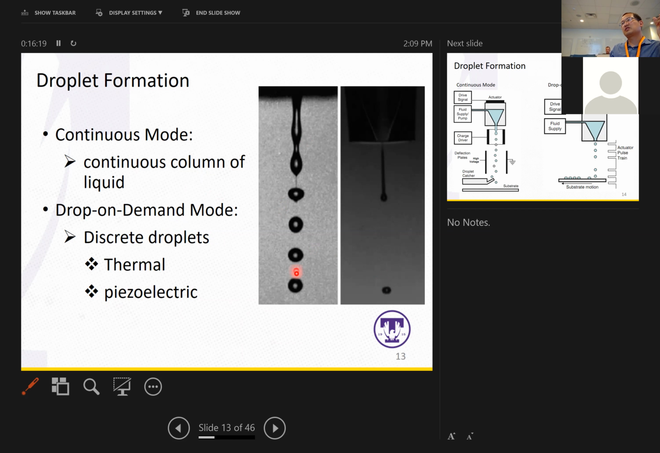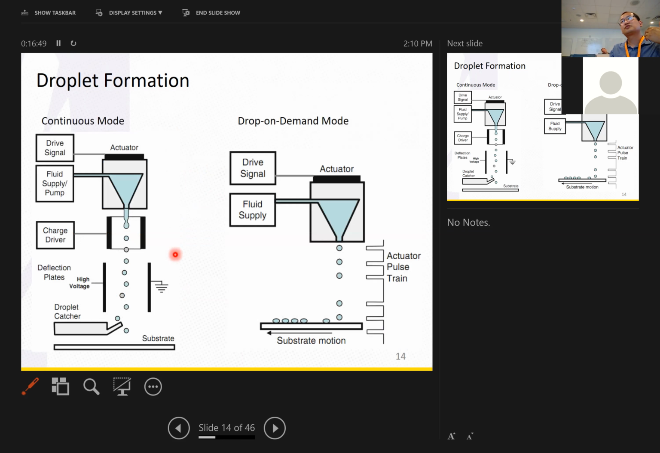So here it gives you the differences. You can see how the distance between each drop is larger for this drop-on-demand mode compared to the continuous mode, right? So there are different ways to control this droplet. You could use thermal energy or a piezoelectric method to control this droplet, and I will introduce some details later on.